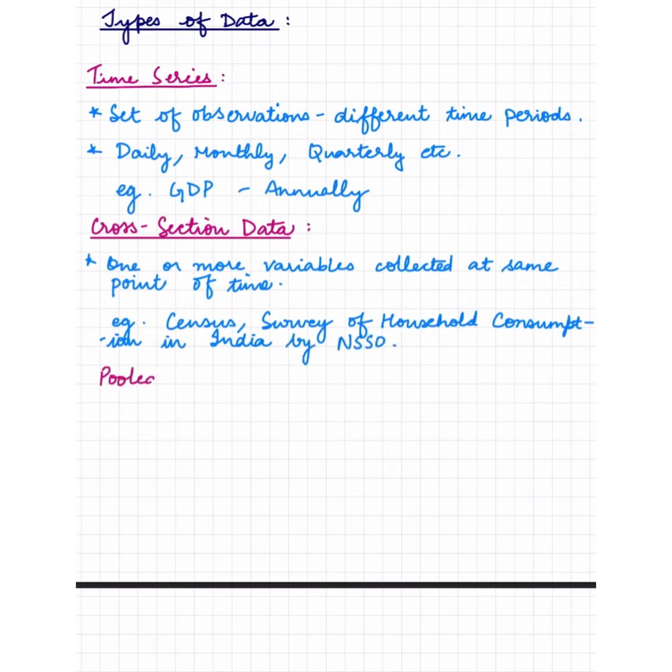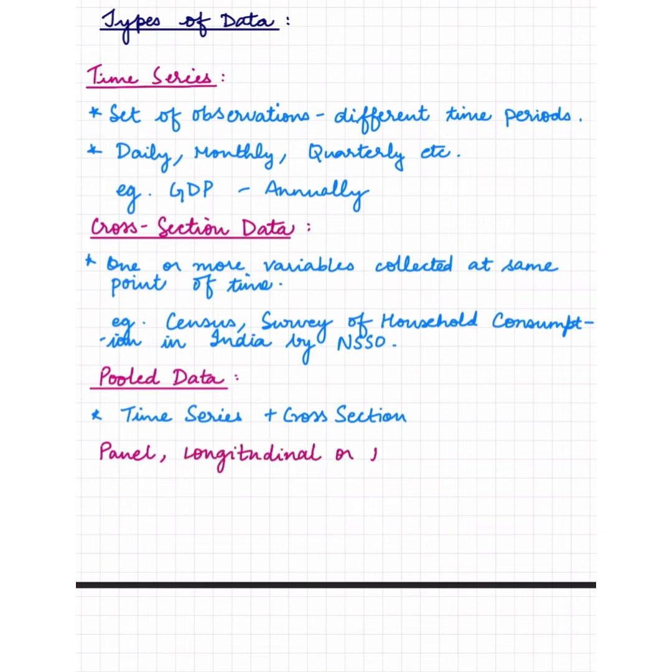Third, we have pooled data, which has elements of both time series and cross-sectional data. Then we have panel, longitudinal or micropanel data, which is a special type of pooled data in which the same cross-sectional unit is surveyed over time.